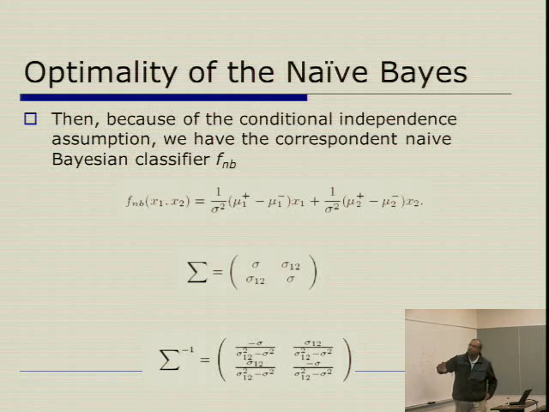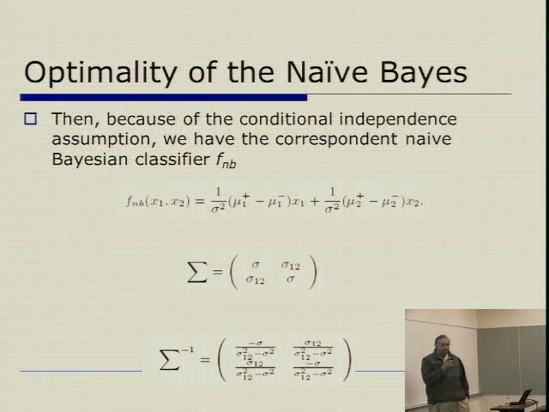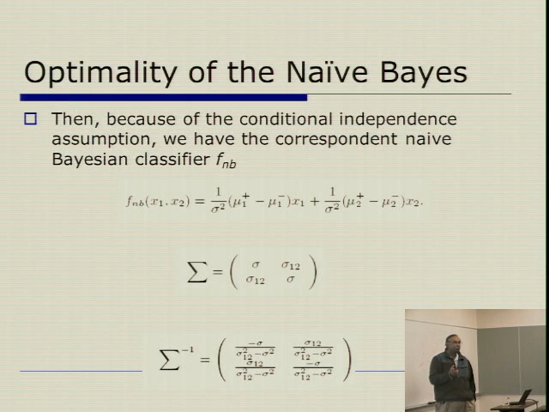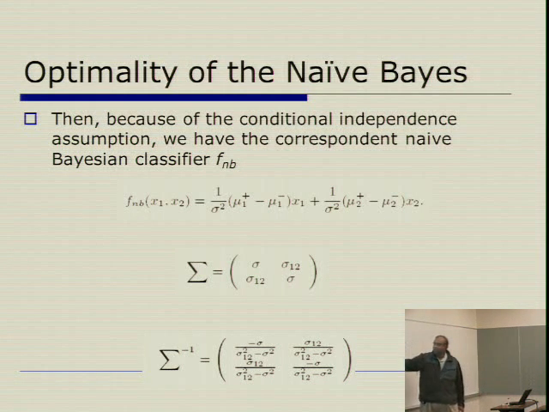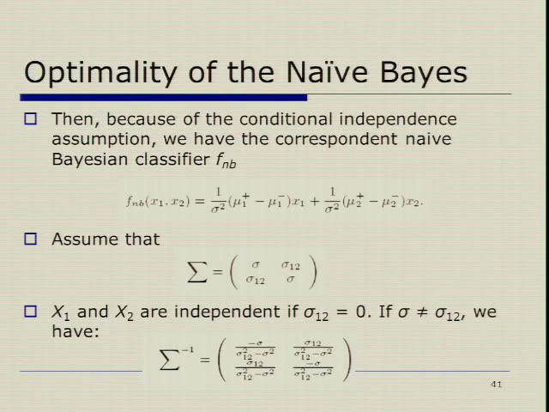So now, if I have naive Bayes, notice there's only x1 and x2. There's no x1 squared, x1 x2, x2 squared, which we would have had in the original classifier, where we knew that the variables were not being treated independently, but the dependencies were accounted for. So this is naive Bayes, but this is the more complicated classifier. When we go through all the algebra, x1 and x2 are independent only if sigma 1,2 equals 0. Otherwise, we have this.